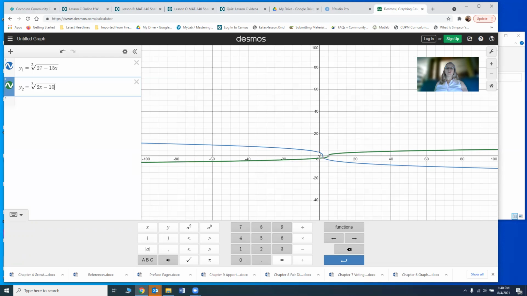Notice also, by the way, these two graphs do in fact intersect. You can find that intersection. This is for future points where you might need it. You can find that intersection just by hovering over that point where they intersect.